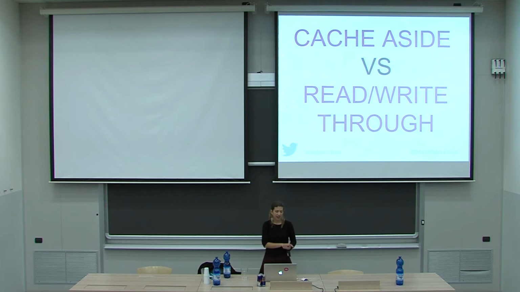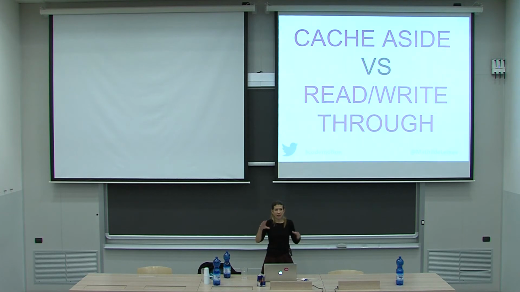Between cache aside and read write through, that's kind of easy. Cache aside, you have two APIs, and you really want to deal with your cache as a secondary system of record. Read write through is really to have updated data.